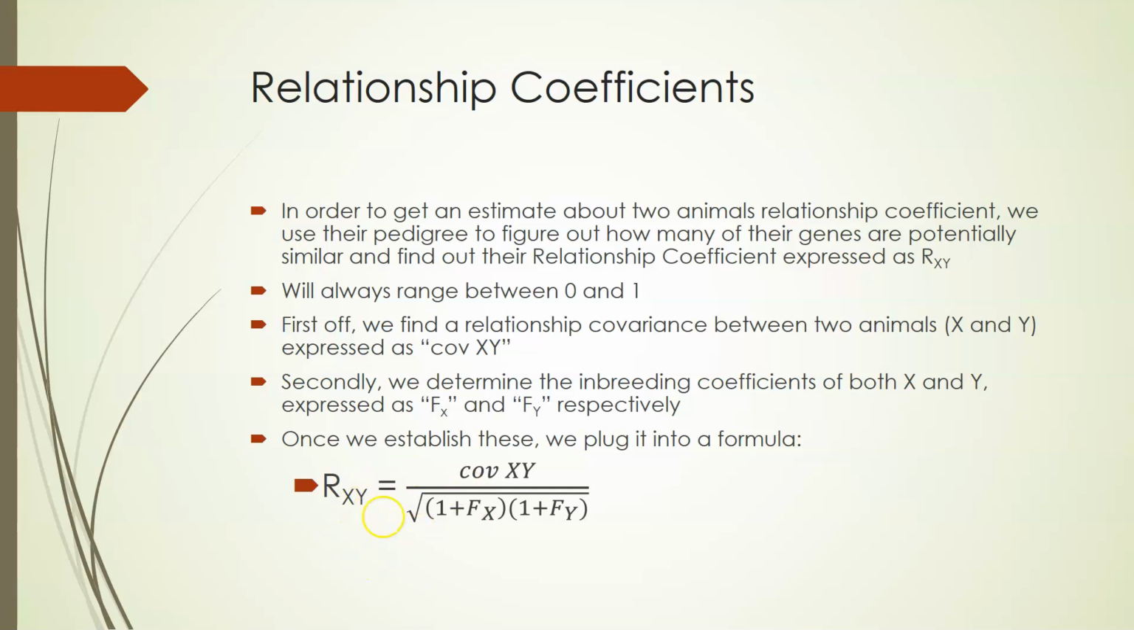Secondly, on the bottom here, you see this 1 plus fx times 1 plus fy, and you take the square root of it. So these are going to be the inbreeding coefficients, respectively, f subscript x and f subscript y. That's going to be the inbreeding coefficients of x and y. So once we find out what these numbers are and plug them in, this gives us our relationship coefficient. And so now we're going to talk about how to get to those numbers.